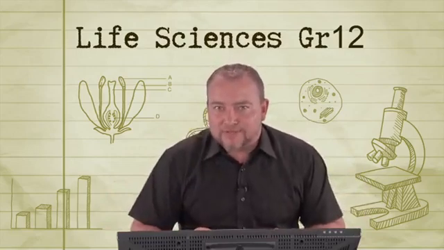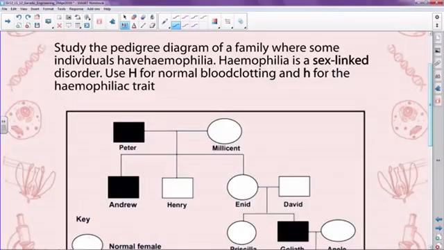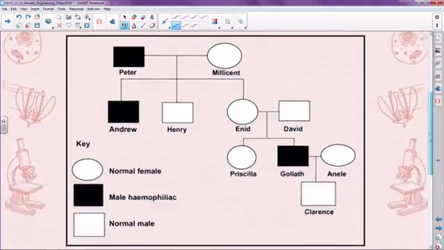See if you can get this one, and hopefully I have enough time to give you one to do by yourself. Okay, so let's have a look at this. Here we go. Study the pedigree diagram of a family who have some individuals with hemophilia. Hemophilia is a sex-linked disorder. Use H for normal blood clotting and small h for the hemophilia trait. Okay, there it is.